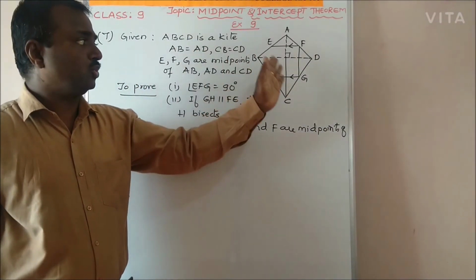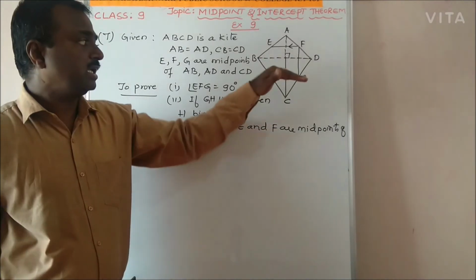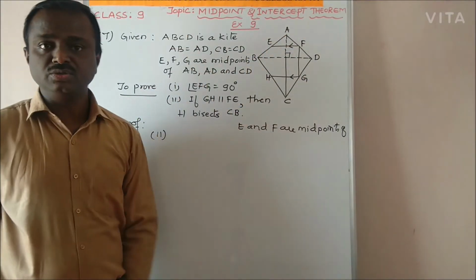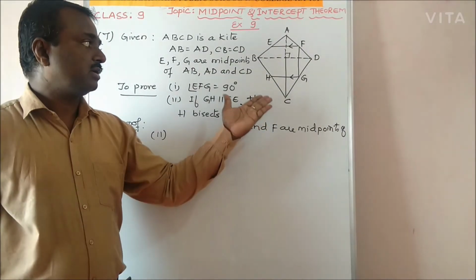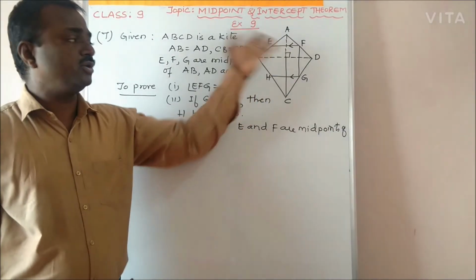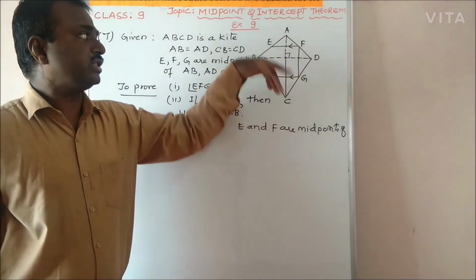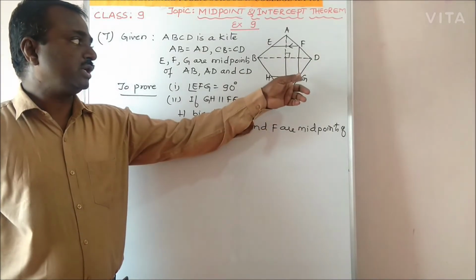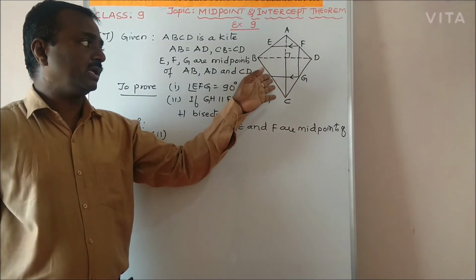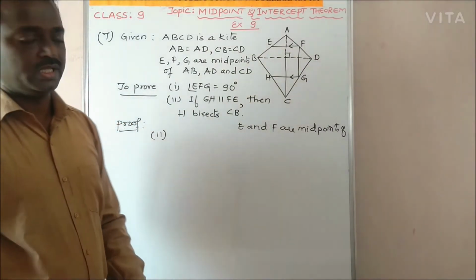So we already proved EF is parallel to BD. Since GH is parallel to EF and EF is parallel to BD, therefore GH is also parallel to BD. So GH is parallel to BD means definitely H is bisecting BC using the converse theorem.